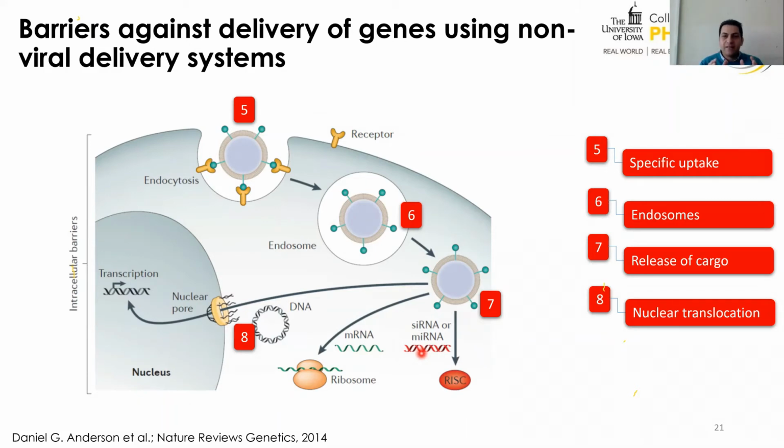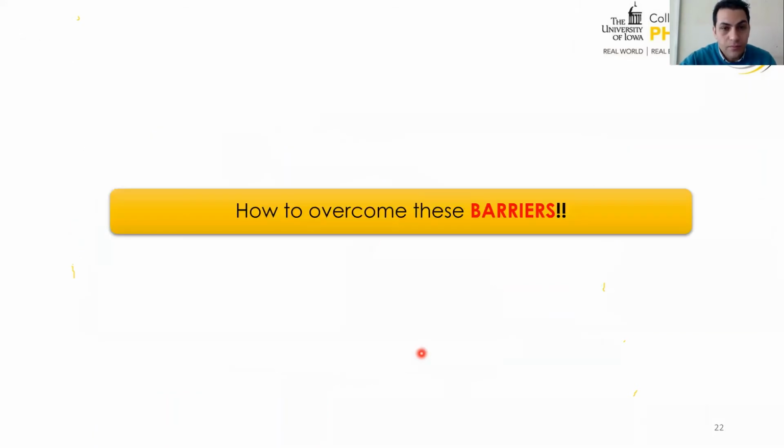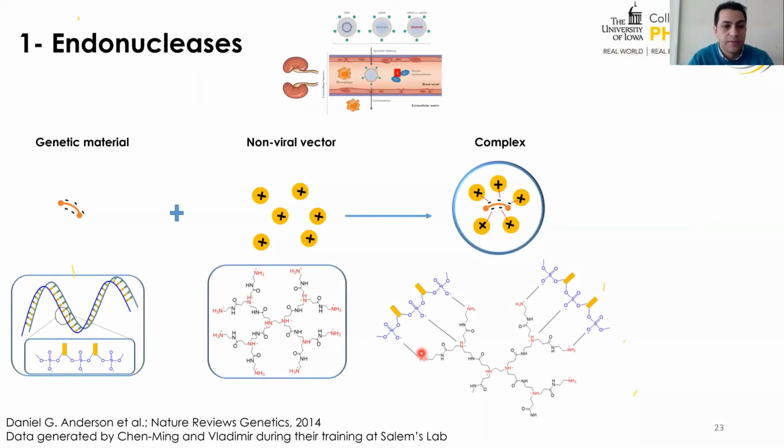So these are 8 sets of barriers that a formulation scientist, especially in a pharmaceutics department, has to consider when he designs his delivery system. So now, how to overcome these barriers. I explained the barriers. Now from a pharmaceutics perspective, which is an important part of my talk today, how can we overcome these barriers step by step. So let's take them one by one.